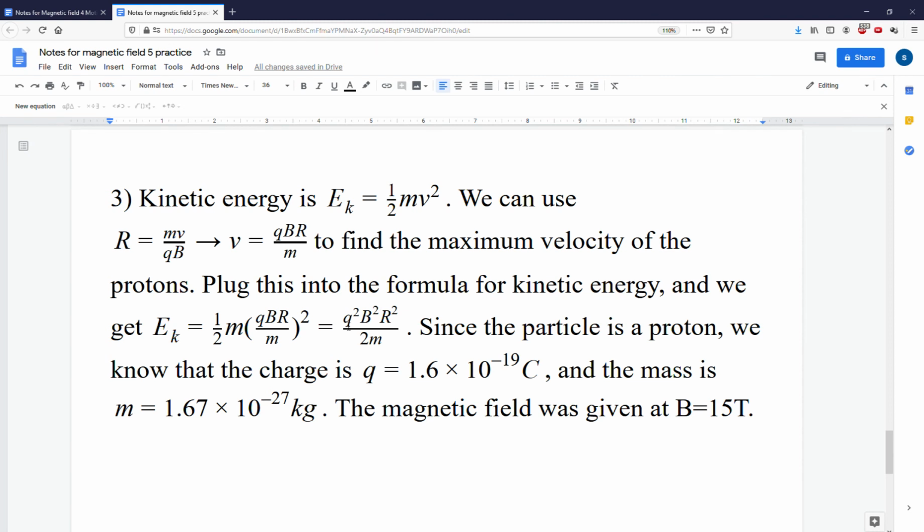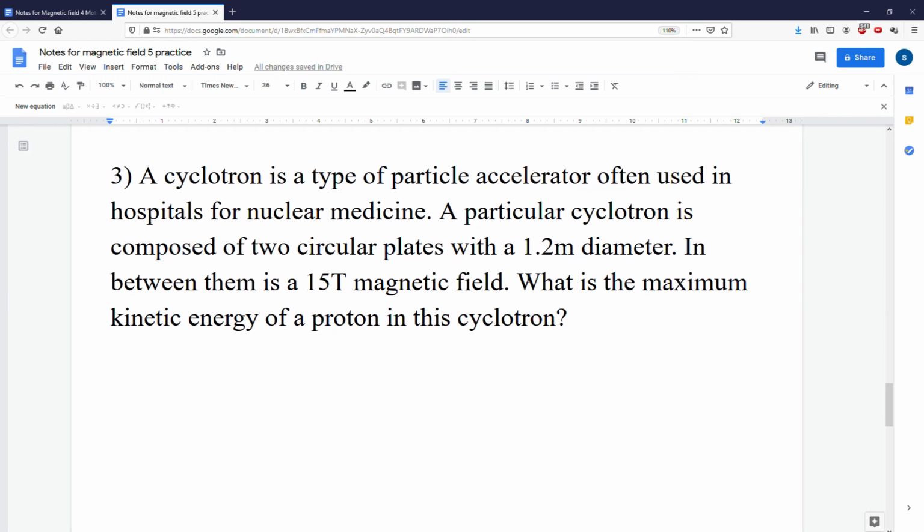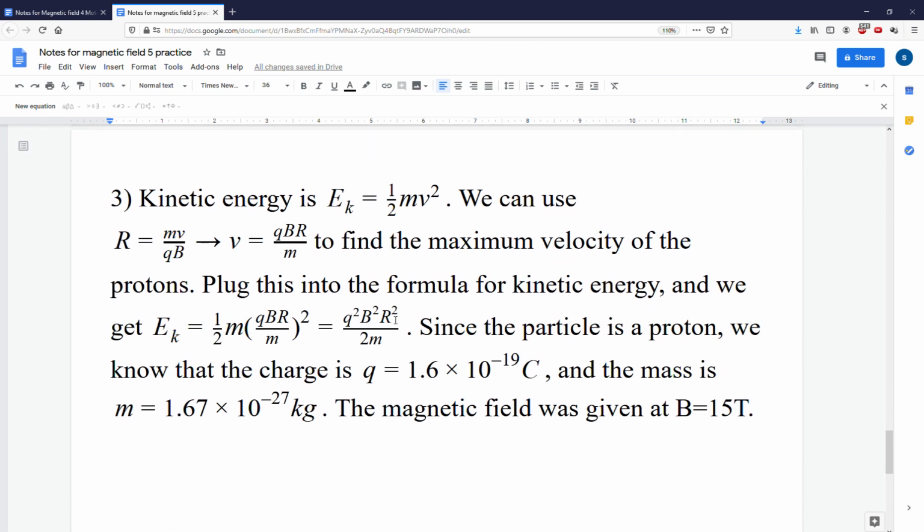We know the charge of the particle. It is a proton, so it has the elementary charge of 1.6 times 10 to the negative 19th coulombs. The magnetic field was given at 15 Tesla. For the radius, we need to be careful. The information given was a 1.2 meter diameter. The radius is half the diameter, so the radius is 0.6 meters. And the particle mass, we are dealing with a proton, and the mass of a proton is 1.67 times 10 to the negative 27th kilograms.